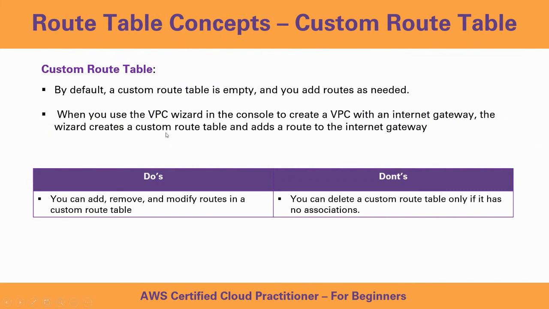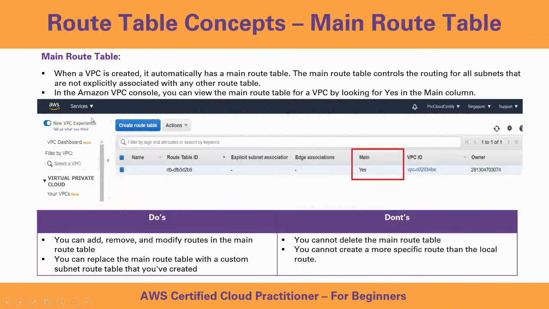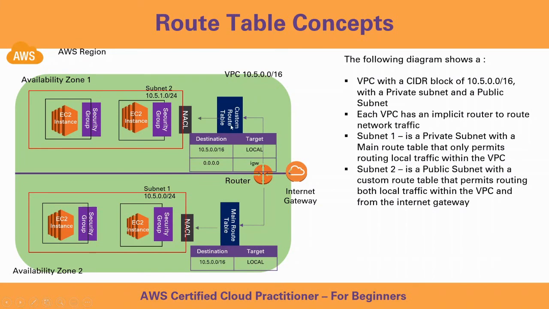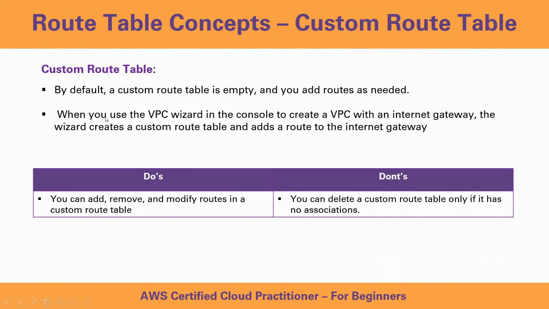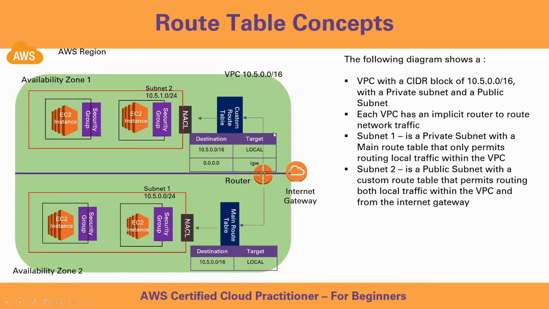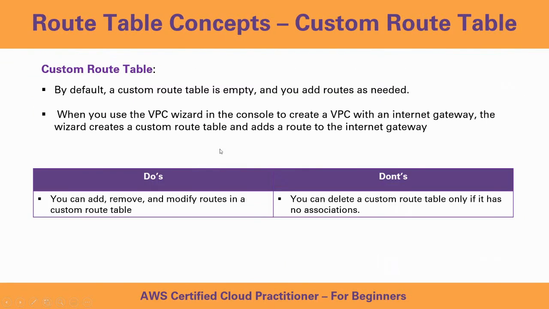Next is custom route table. By default, a custom route table is empty and you can add routes as needed. In the example over here, this was our custom route table which was attached to subnet 2. When you use the VPC wizard in the console to create a VPC with an internet gateway, the wizard creates a custom route table and adds a route to the internet gateway. So as you can see over here, we created this custom route table and associated the internet gateway with it, and this became our custom route table.